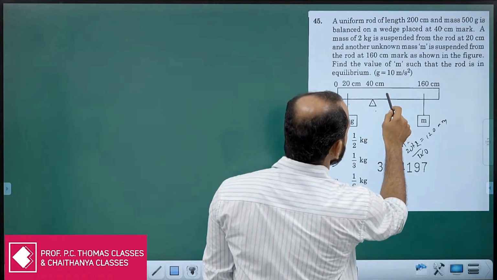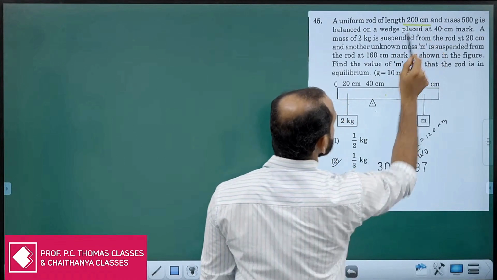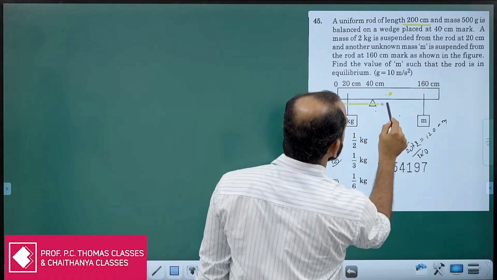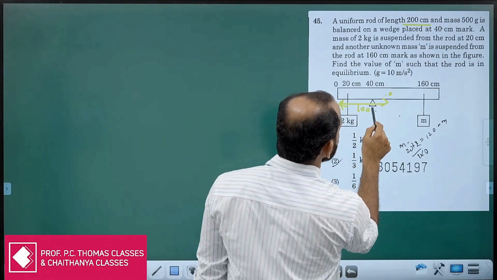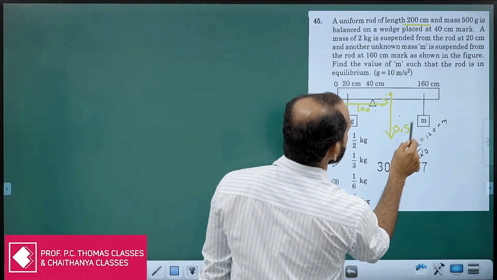We may forget about the weight. Weight is acting through the center of gravity. Don't forget its length is 200 centimeters, so the center of gravity will be at 100 centimeters. This is the direction of its weight, which is 0.5 kilogram.